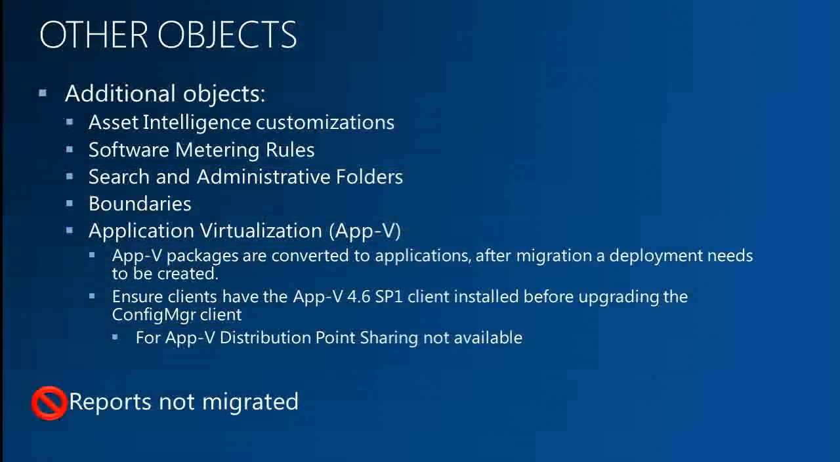Some of the other objects that are supported for migration: AI, metering rules, we showed that. AppV. So AppV is actually converted into an application, so it'll get a new deployment type with an AppV. AppV does not work for shared distribution points in that sense because it's converted into an app, and so the content's different. And the reports are not migrated.